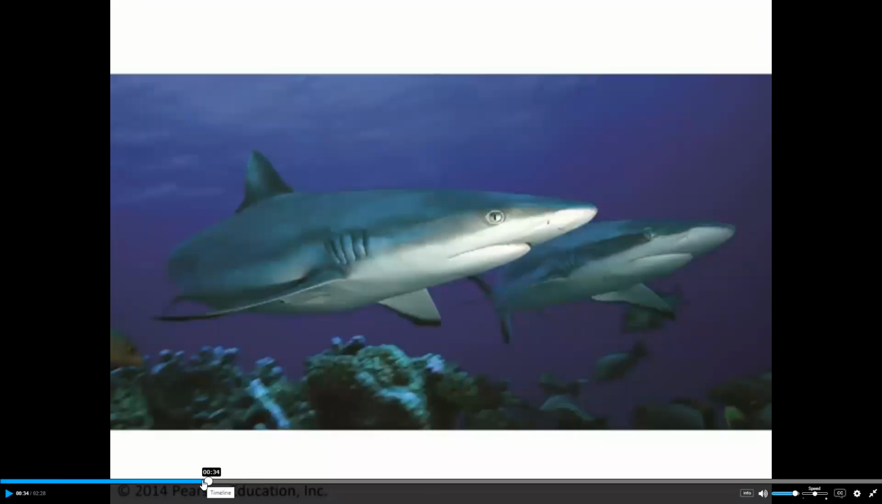So going back and talking a little bit there about phytoplankton versus zooplankton. Phytoplankton are essentially algae. They are photosynthetic. They're going to absorb sunlight and make food.